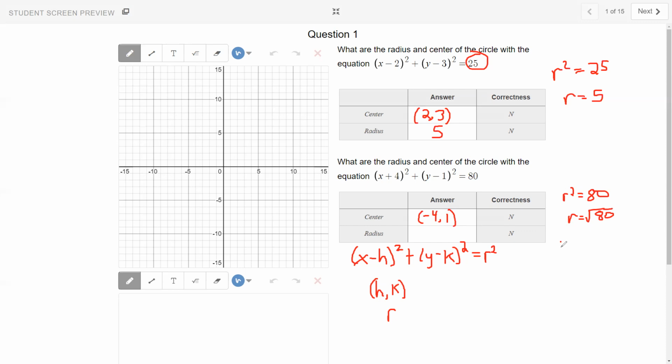We can reduce that if we wanted to. So that's going to be 16 times 5. And then the square root of 16 is 4. So that's going to be 4 square root of 5. That's your reduced answer. But square root of 80 is also going to be acceptable. So square root of 80.